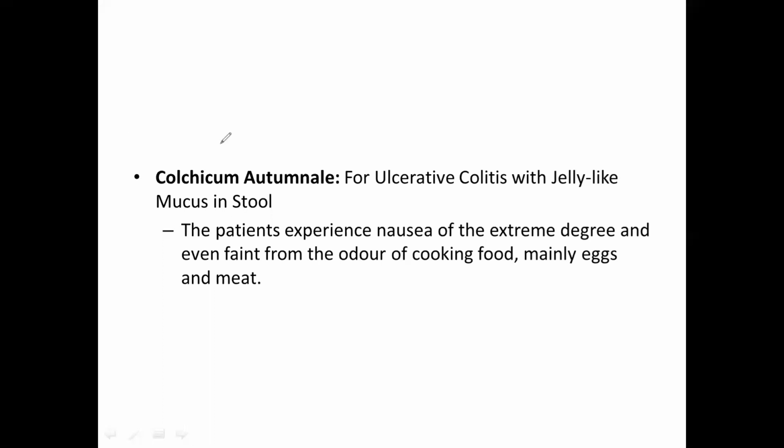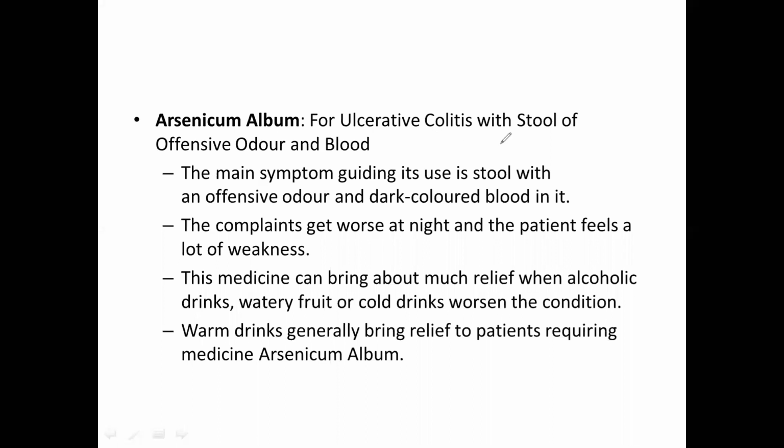The next drug is arsenicum album, which is used for ulcerative colitis with stool of offensive odor and blood. Whenever there is offensiveness of the stool, usually associated with blood, in that case arsenicum album is indicated. The main, or guiding, symptom for its use is stool with an offensive odor and dark colored blood in it. So these are the main symptoms that you should remember.